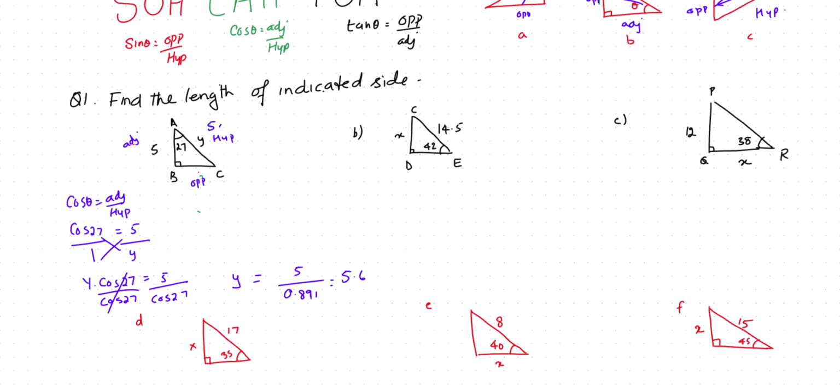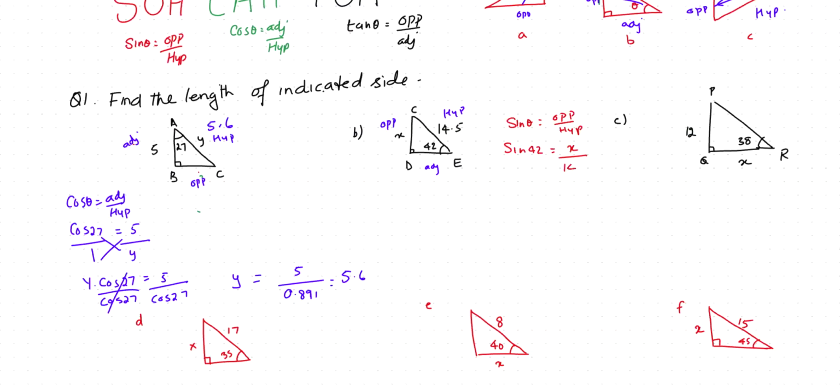Similarly, here in question B, this is the reference angle 42. This side is called opposite, this is the hypotenuse, and this is the adjacent side. So we have to find the opposite and the hypotenuse is known. The ratio of opposite and hypotenuse is sine. So sine theta is opposite upon hypotenuse. So we can write sine theta equals opposite upon hypotenuse. Theta is 42. So sine 42 equals opposite, which is x, we have to find, over hypotenuse, which is 14.5.